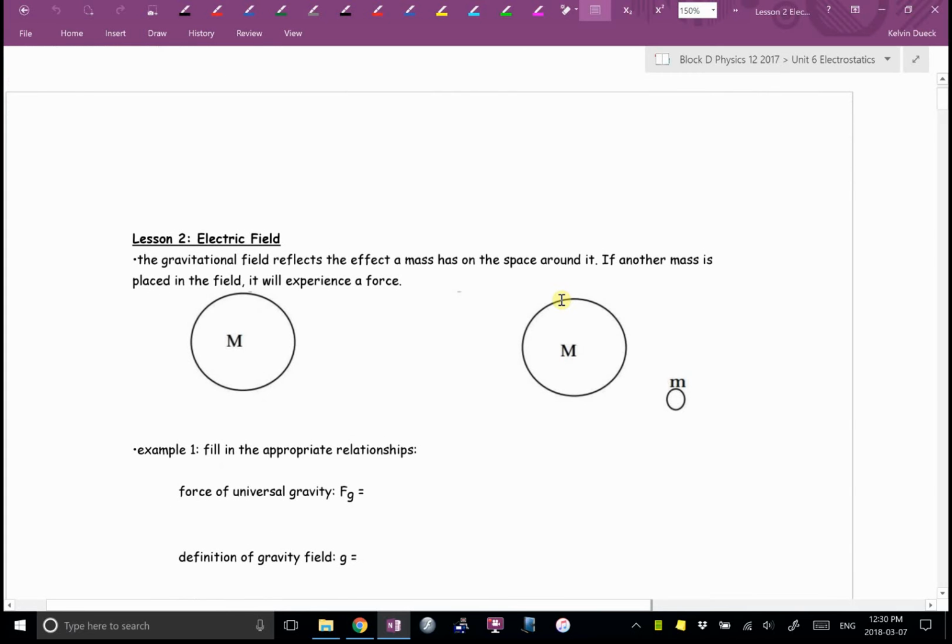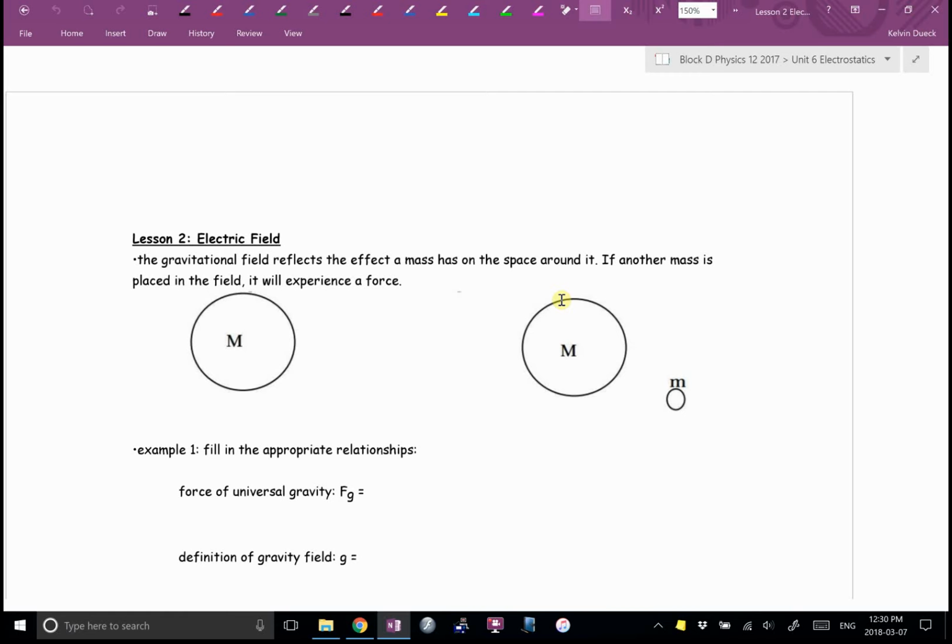The gravitational field reflects the effect that a mass has on the space around it. If you're Einstein, you would say the gravitational field is the warping of space-time that the mass does when it sits on that rubber sheet. We're not going to pretend that's what's going on. That's Einstein. We're going to say this.